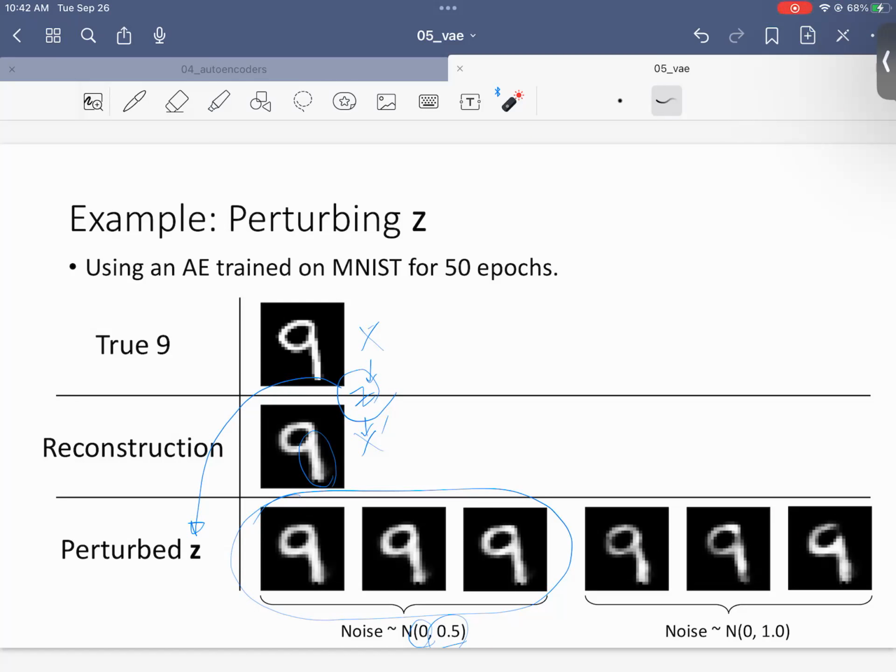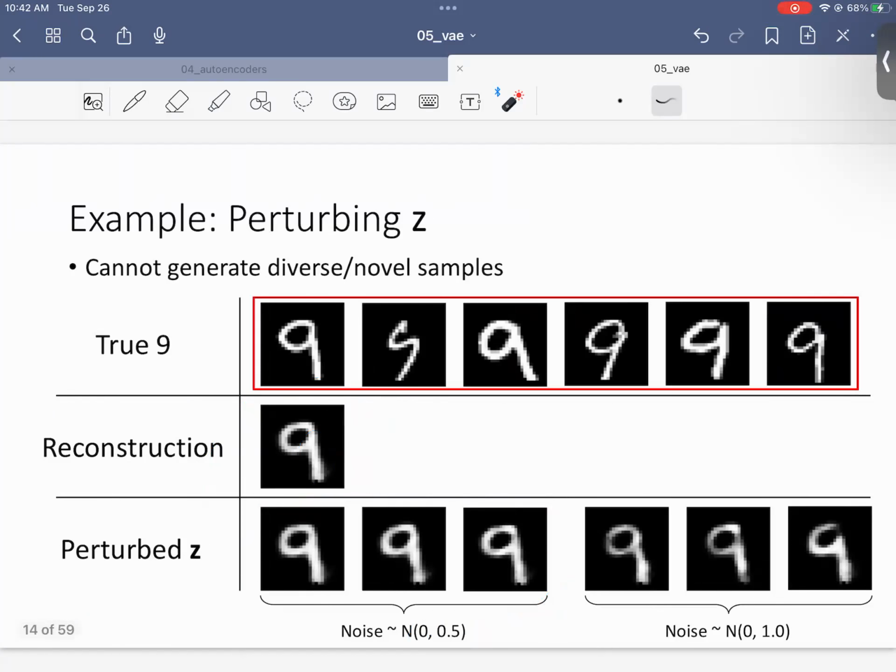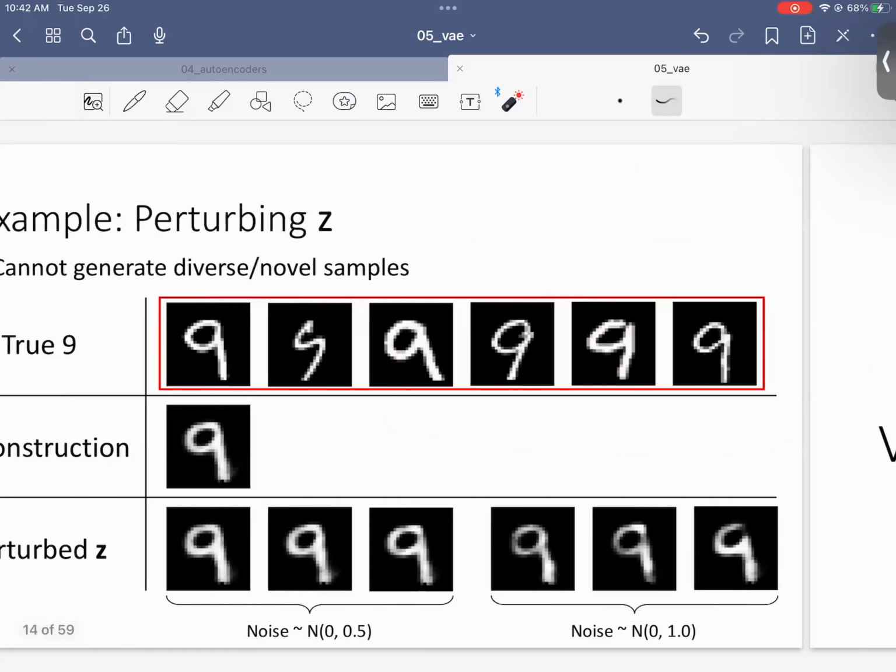So you can see that just by simply perturbing an existing sample, you won't get a new thing like this. You won't get new digits like these. So unfortunately, that can't be done because all you're doing is just perturbing. But this is what we would like to do. We want to generate new 9s like these, as diverse 9 samples as possible.